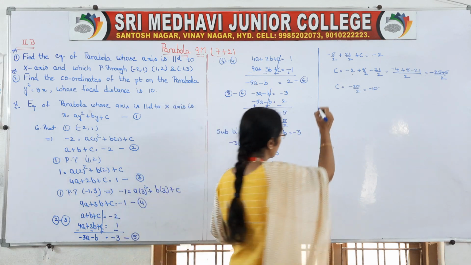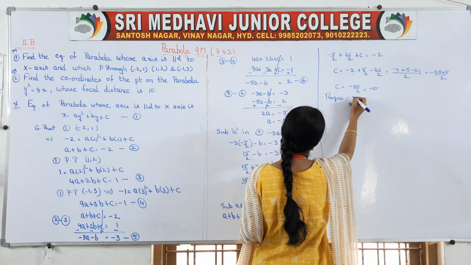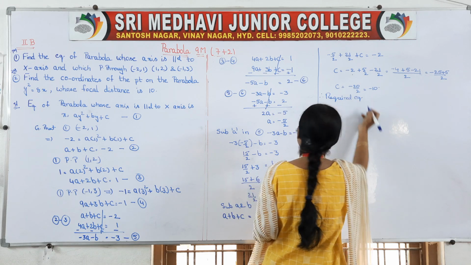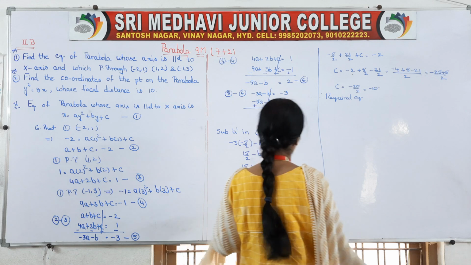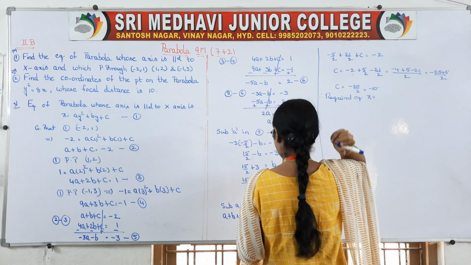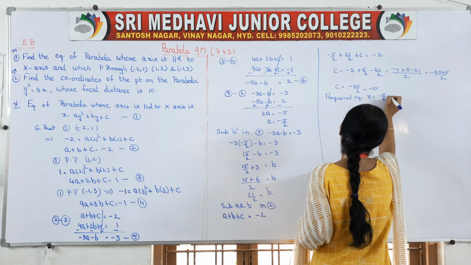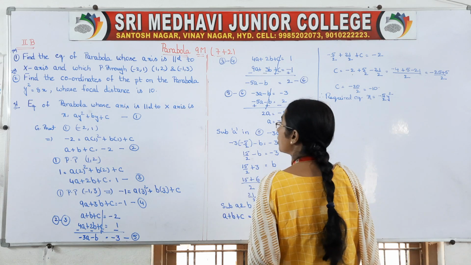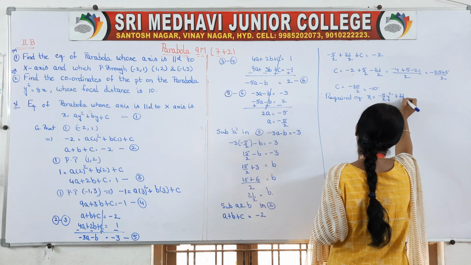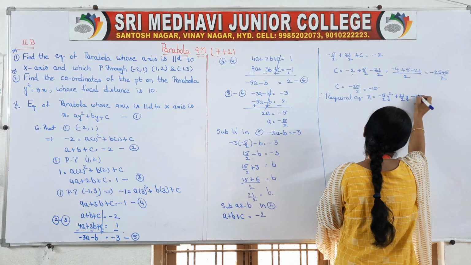Okay. So therefore, what is the required equation? We have to substitute a, b, c in that first equation. x is equal to a y square. What is your a value? Minus 5 by 2 y square. Next, plus b y. What is b? Plus 21 by 2 y plus c. What is c? Minus 10.